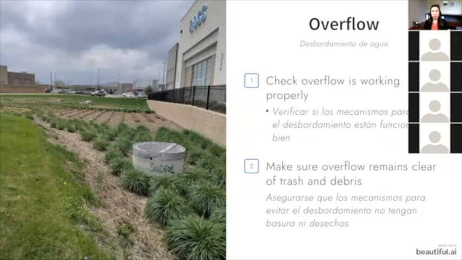You need to make sure that your overflow, if it looks like this, or if it looks different, you know, in other ways and other options that I showed you before, is working properly, that it's not blocked, that there's no trash or debris there, so that in the event that you have excess water that needs to go somewhere else, the overflow is working correctly.